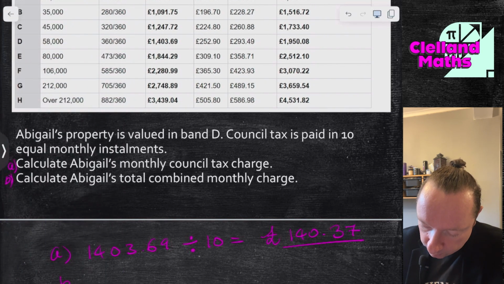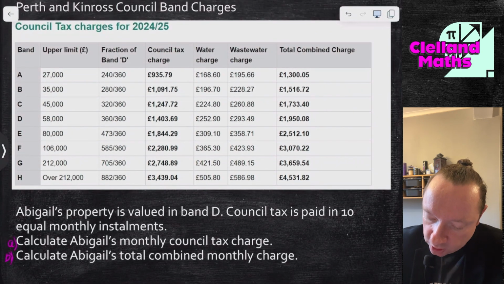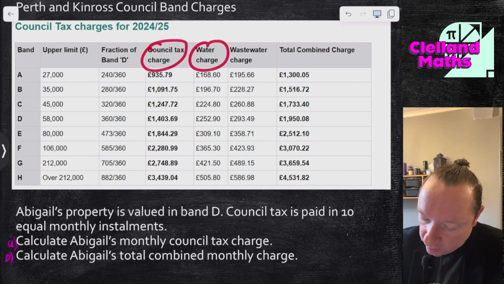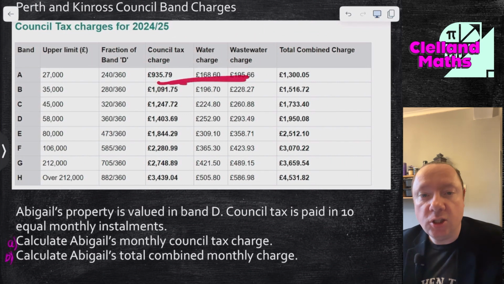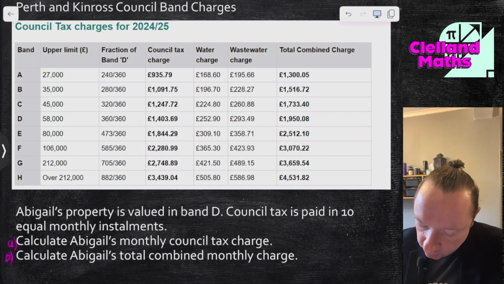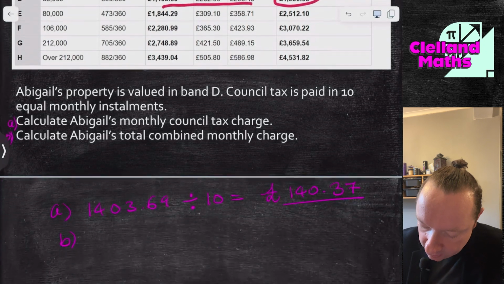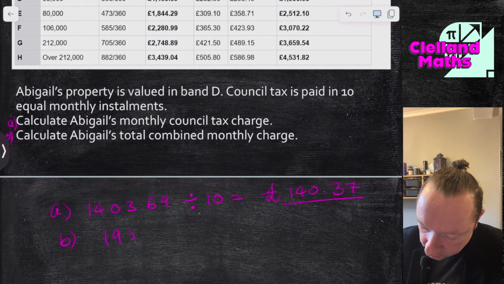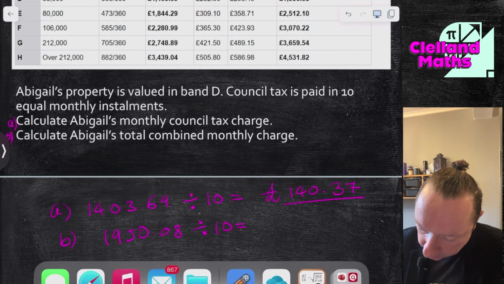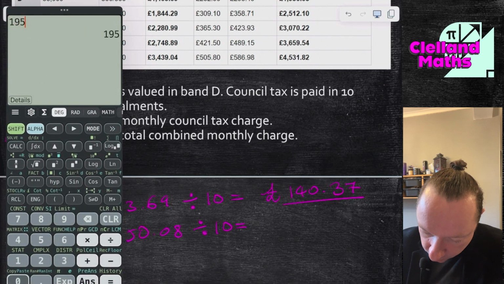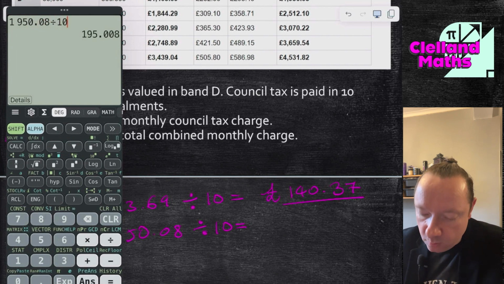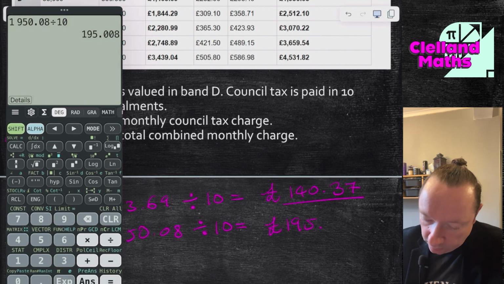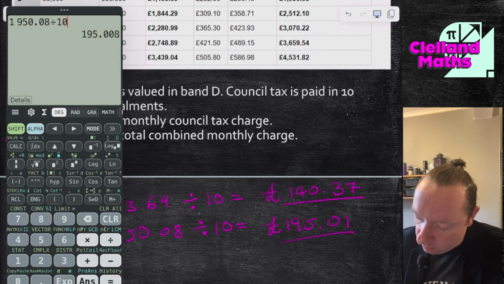But we're looking at the combined usually, because like I say, you pay your council tax, but sometimes then you've got your water, your wastewater charge, and it all gets lumped together because you're just paying it as one payment to the council. So they usually tell you that total. All we have done is added these numbers together to get 1950.08. So for part B, it's 1950.08 divided by 10, which is 195.008. So 195.01 we'll say. And we're done there.